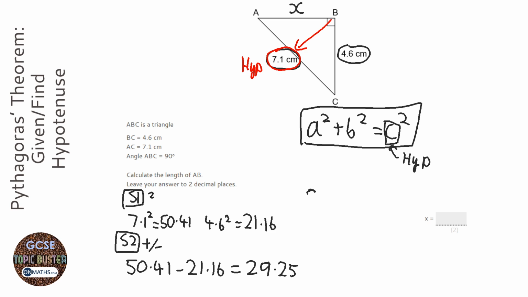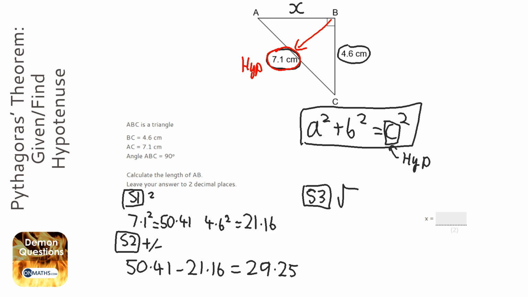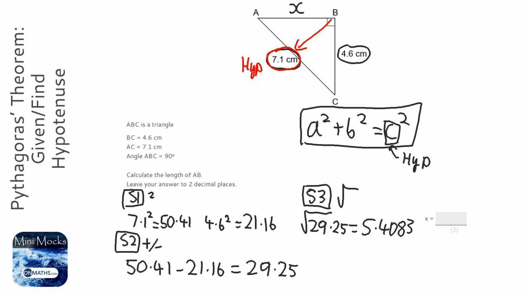Okay, and step 3 is a nice easy step. It's just root it. So with this one, I'm just going to press square root answer, and I'm going to write that down, square root 29.25, and so that equals 5.4083, and so on. It wants two decimal places, so I'm going to write 5.41 because that 8 moves that 0 up by 1.